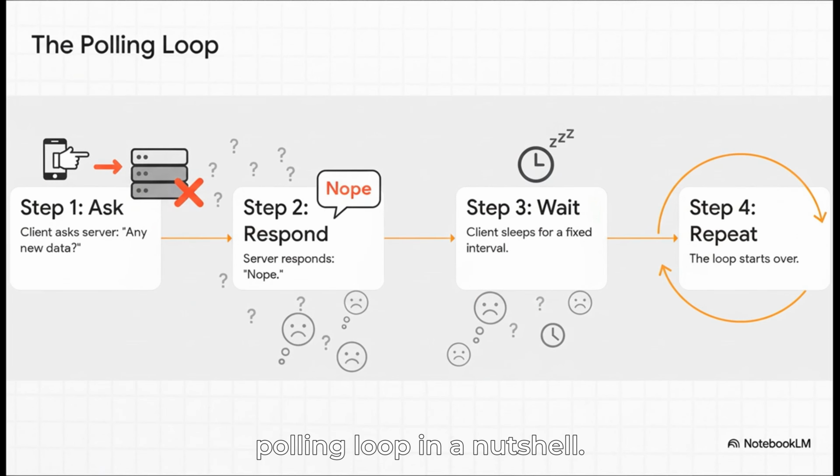And this is the polling loop in a nutshell. Your app asks, hey, is the pizza ready? And most of the time, the server's going to say, nope. Then your app just waits. It waits for that set amount of time, and then it has to ask all over again. You can probably already see the big problem here. It's super repetitive, and honestly, most of the time, it's a complete waste of effort.